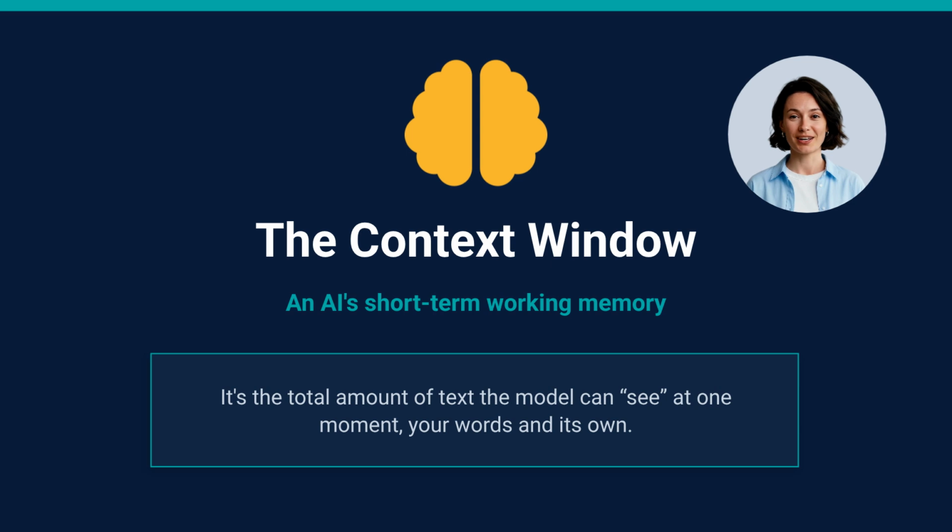The context window working memory is just like our memory. It has a limited capacity. There is only so much it can hold all at once before some things start to slip away.